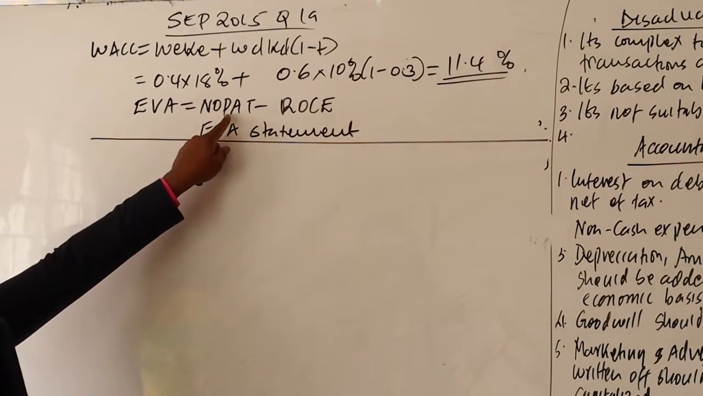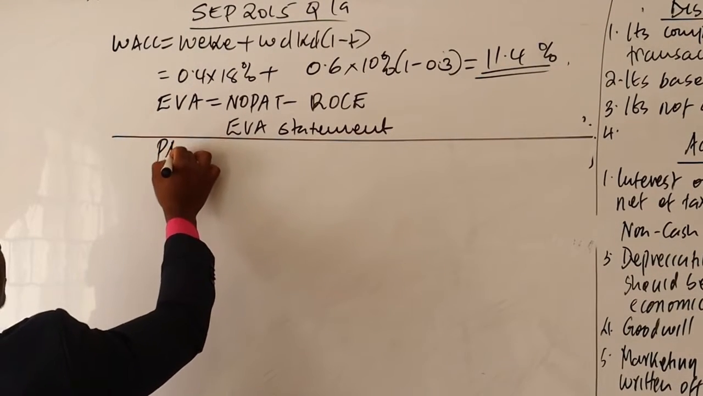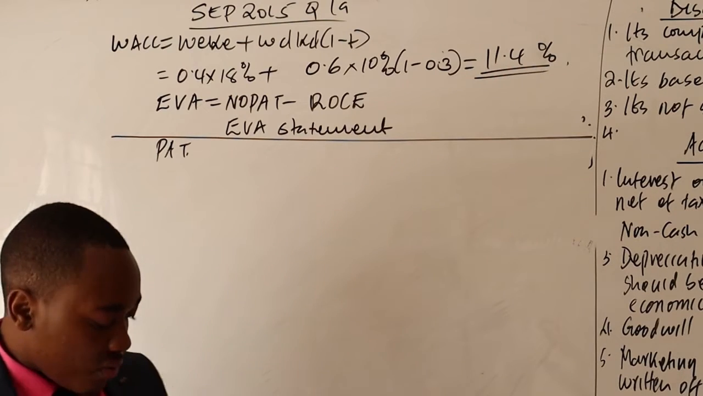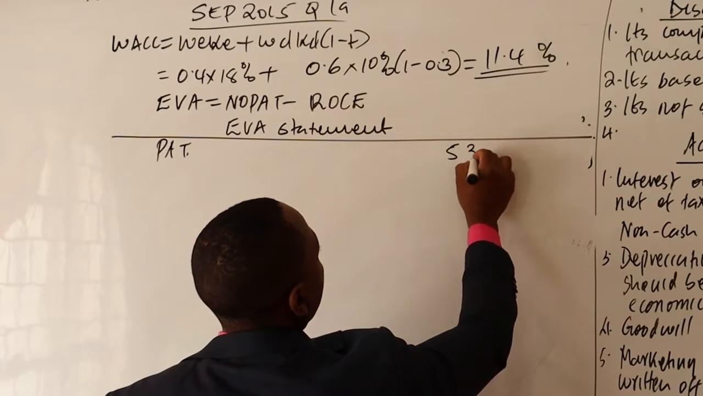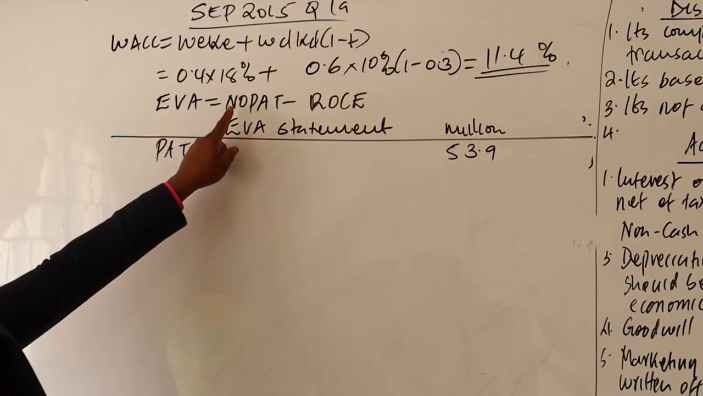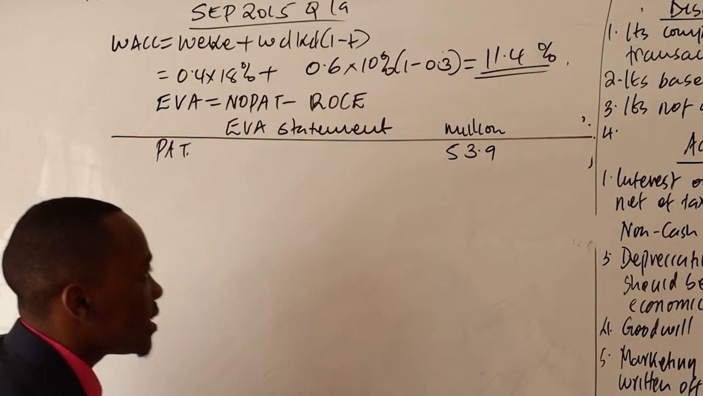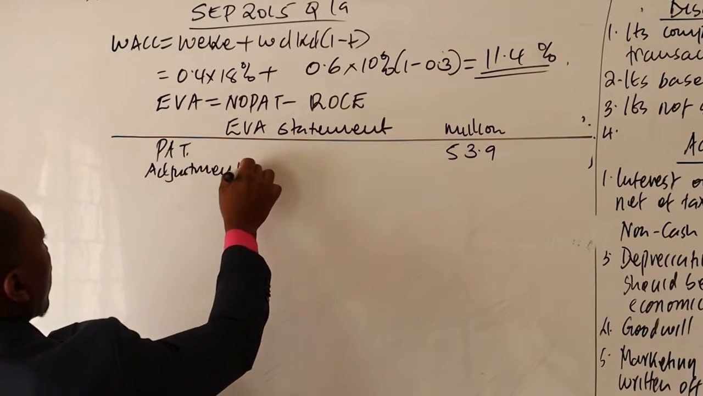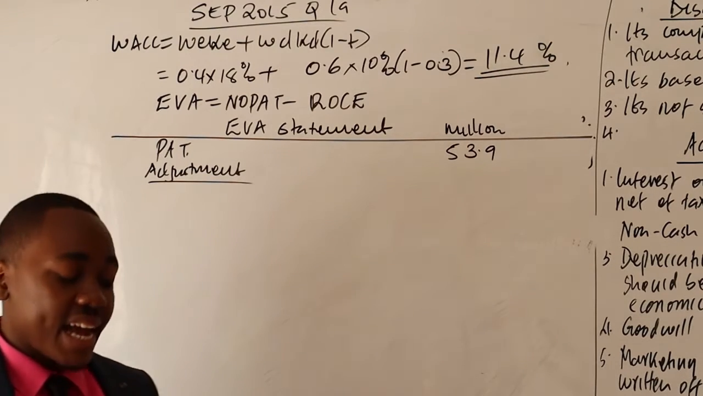So first of all, you start with net operating profit after tax. In that case, you always start with the profit after tax. How much was the profit after tax? Let's go to additional information number 1. The profit after tax given there is 53.9, and our shillings are in millions. Just remember, you're getting net operating profit after tax. You take the profit after tax, now you adjust. And how do you adjust? For the adjustment, you add back the non-operating expenses and non-cash expenses.